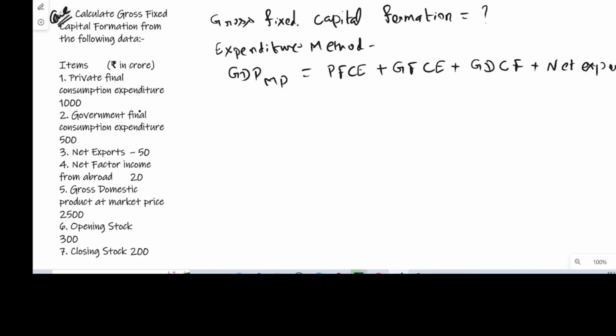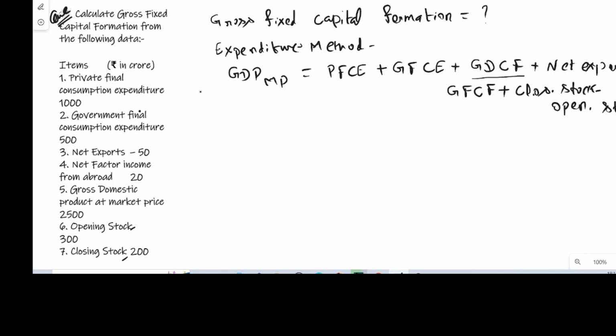We have to find this gross fixed capital formation. In the formula there is gross domestic capital formation. This gross domestic capital formation can further be written as gross fixed capital formation plus inventory investment or change in stock, or closing stock minus opening stock. It means we need to write this formula in this way, in the split form, so that we get fixed capital separately, which we have to find in the question.